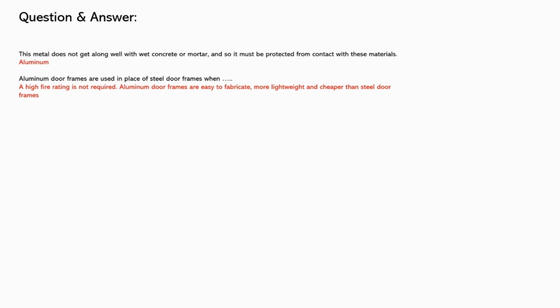Aluminum doors are used in place of steel door frames when a higher fire rating is required. Aluminum door frames are easy to fabricate, more lightweight, and cheaper than steel door frames, so they're used when a higher fire rating is not required. With open web steel joists, what are the 3 most common series types called? You should probably know these.